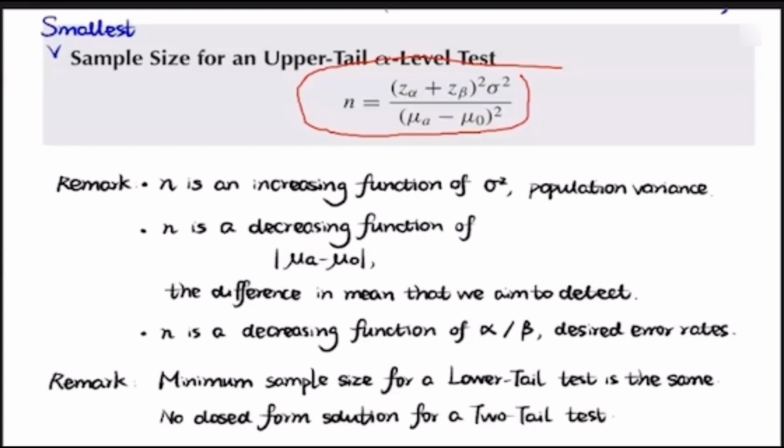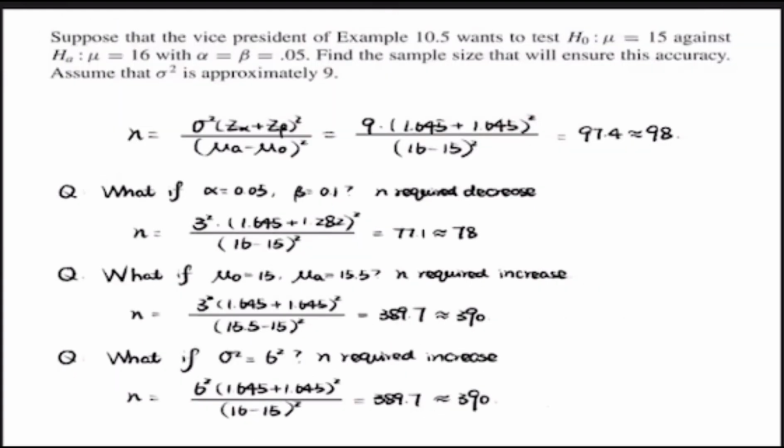Okay, now I'm going to walk you through an example. Take a look at this. Suppose that the vice president, in example 10.5, wants to test mu equal to 15 against mu equal to 16, with alpha and beta equal to 0.05. You set alpha and beta to be that. Those are very small, they are reasonable, right? You set them and you want to find the sample size. What is the minimum?